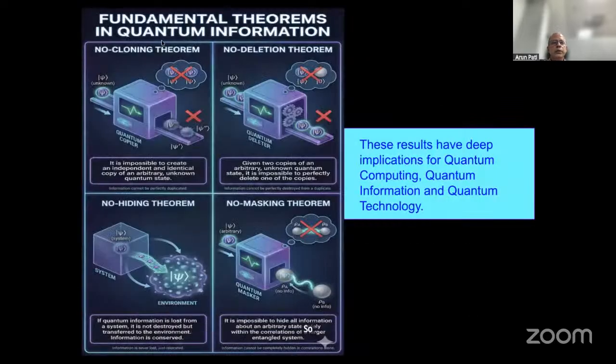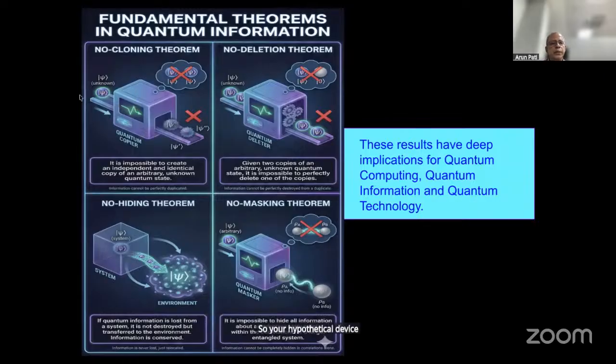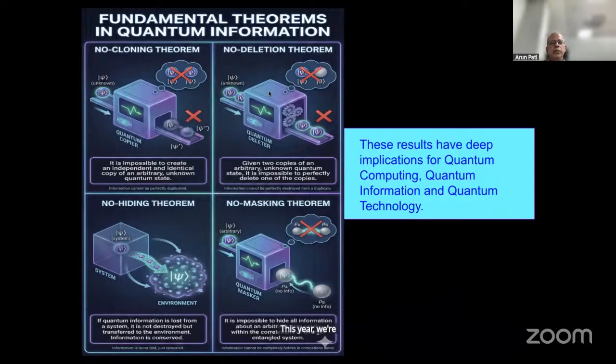So here is a schematic of what I said. The no-cloning theorem is about a hypothetical device which takes an input, and you have a machine that produces two copies, psi and psi. This is not allowed. Now in no-deleting, you have two inputs, psi and psi, and you build a machine so that at the end you have psi and 0. This is not allowed again.